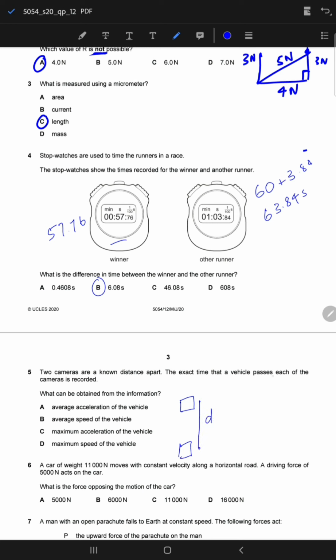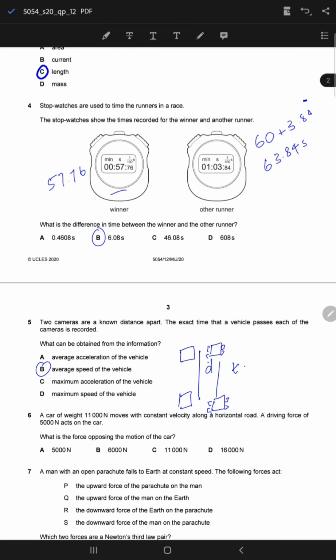The exact time that a vehicle passes each of the cameras, let's say there is a vehicle which passes one of the cameras and then passes the other camera, and the time for that is recorded. Let's say this is the vehicle, and time is t. What can be obtained from the information? You know that you have the distance and the time, so you can easily find the speed. For acceleration you require more things, like the velocity, and you don't have enough information to determine the maximum speed. So the answer is average speed. You have the total distance and the time, and you can find the average speed.